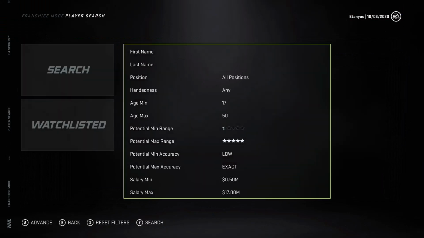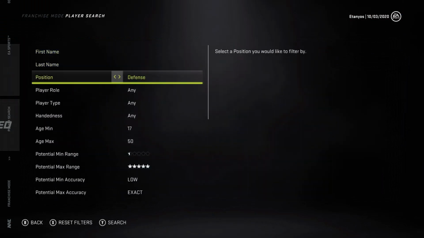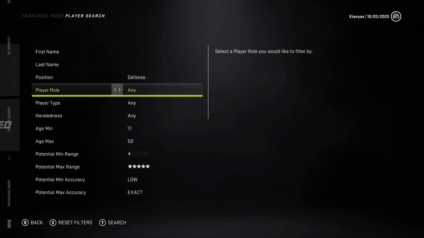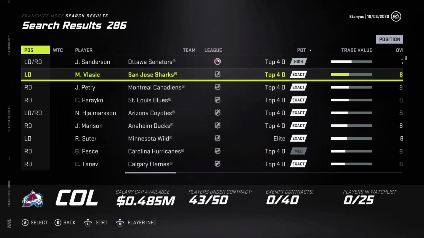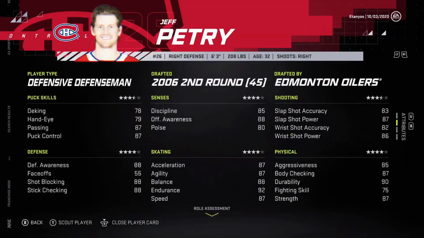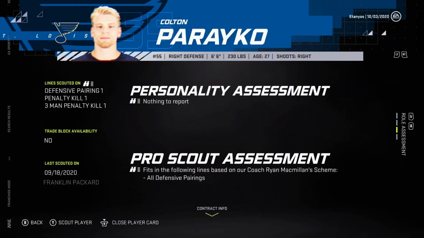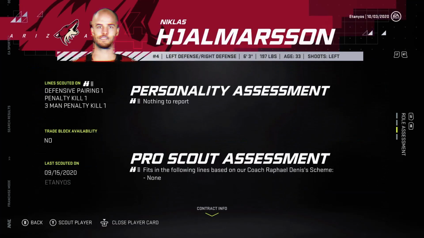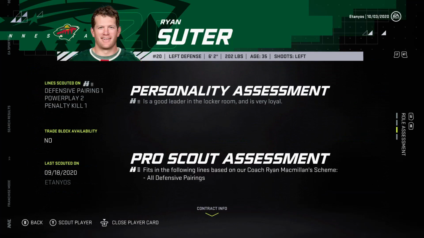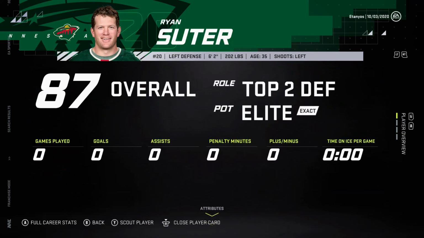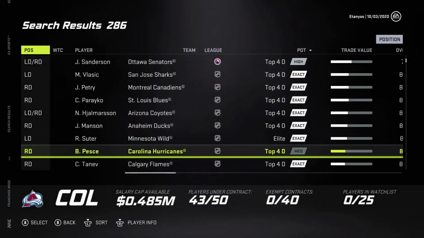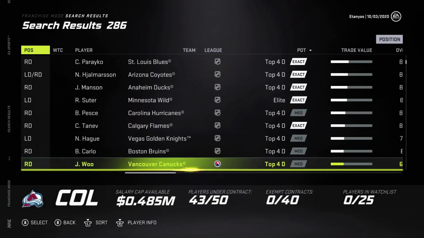All right, so now that it's been a couple days, I'm going to go back and look at those exact same positions. So first off, I'm looking at the defensive defenseman, see what's available, and see if any of these guys fit better. So now, as you can see, with Ryan McMillan's coaching scheme, Jeff Petrie does not fit, whereas Colton Parayko totally does. Only problem, he's a right-handed defenseman. Hjalmarsson Manson, we don't know. Left-handed for Ryan Suter. Now, Ryan Suter could definitely be a trade piece that we look to acquire.